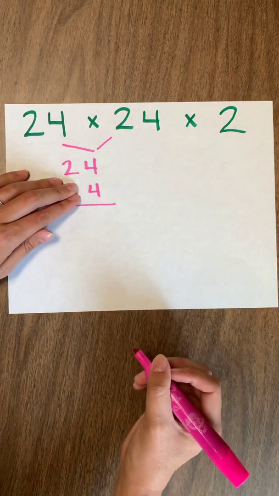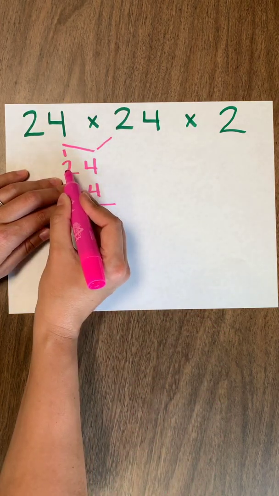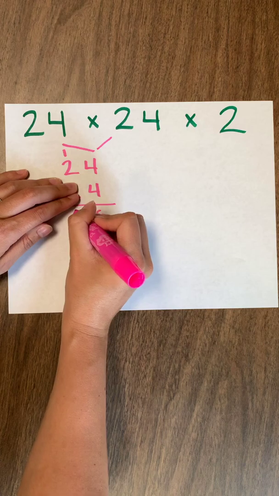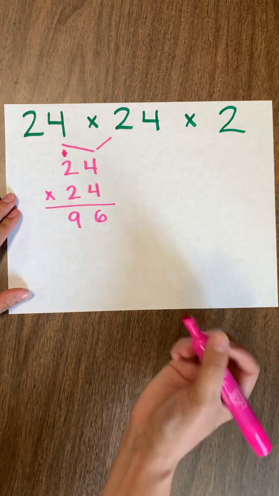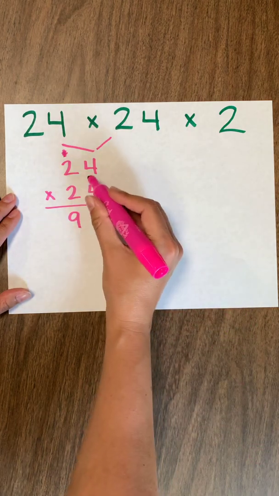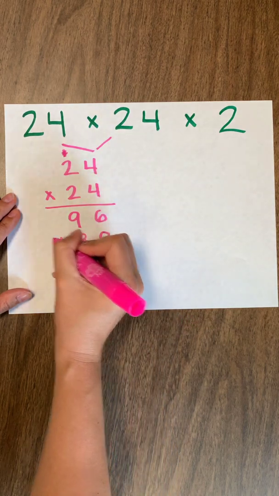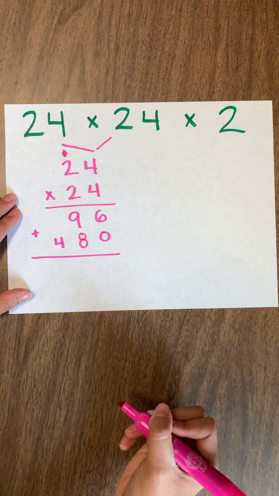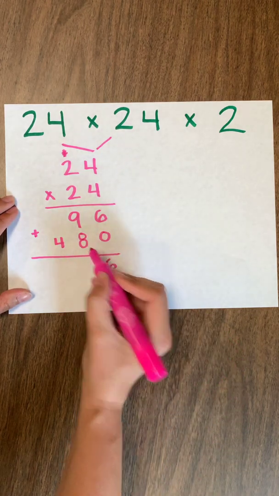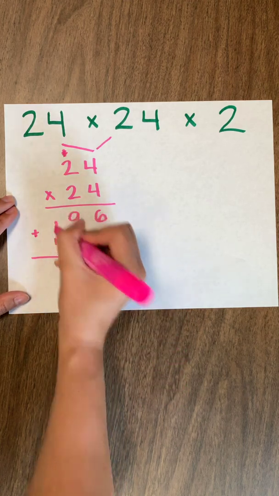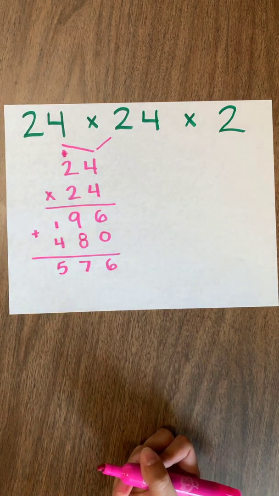4 times 4 is 16, so you write the 6, regroup the 1. 4 times 2 is 8, plus 1 more is 9. Cross off that 1 so you don't use it again, and then moving on to the tens place. So ding, add the 0. 2 times 4 is 8, and 2 times 2 is 4. Then we'll add our partial products. 6 plus 0 is 6. 9 plus 8 is 17, so we write the 7, regroup the 1, and then 1 plus 4 is 5. So we end up with 576.